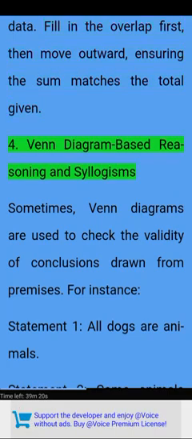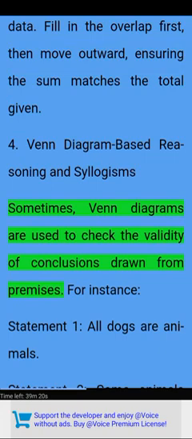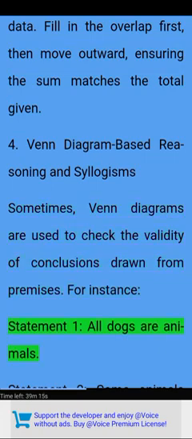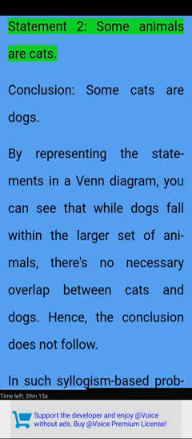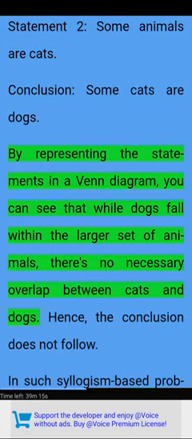4. Venn diagram-based reasoning and syllogisms. Sometimes, Venn diagrams are used to check the validity of conclusions drawn from premises. For instance, Statement 1. All dogs are animals. Statement 2. Some animals are cats. Conclusion. Some cats are dogs.